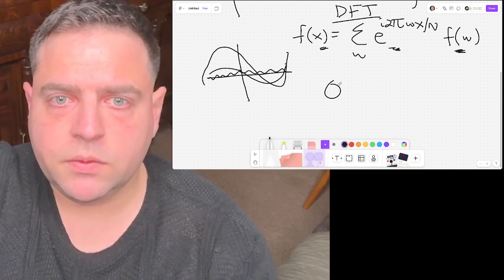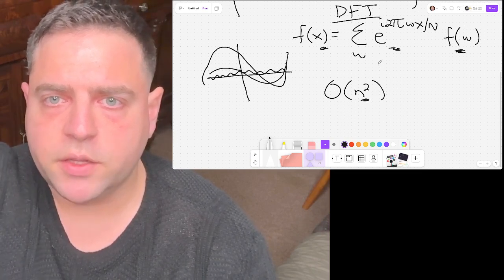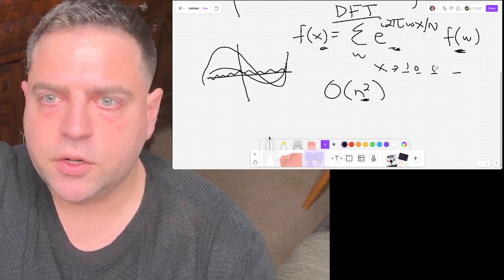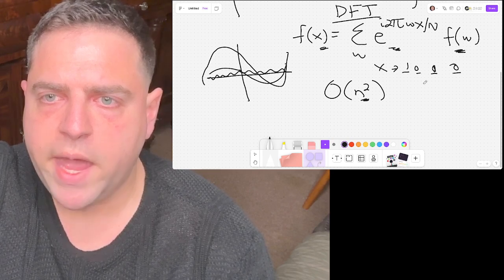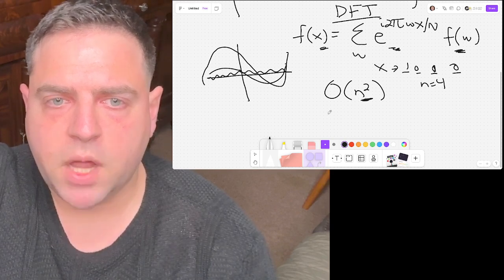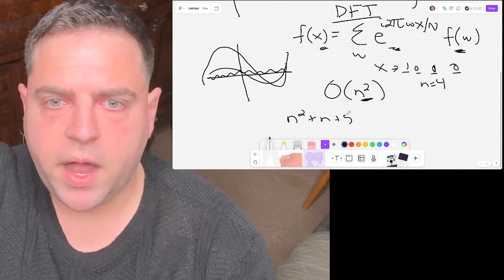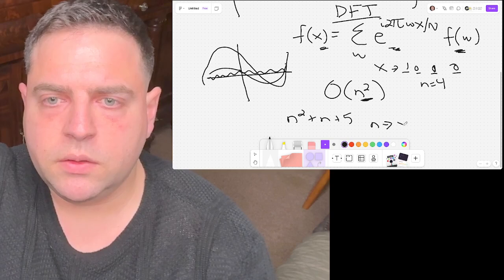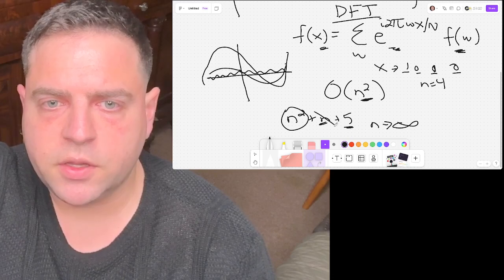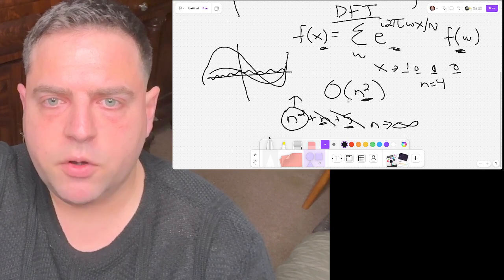Computationally speaking, it requires n squared operations where n is the size of the input. You have an input bit string, like 1, 0, 0, 1, 0, something like that. Let's review the asymptotic order really quick. If you have something like n squared plus n plus 5, you take n to infinity, and at infinity, n squared is so significantly larger than the other terms that you can kind of forget about them, and asymptotically, it approaches n squared.